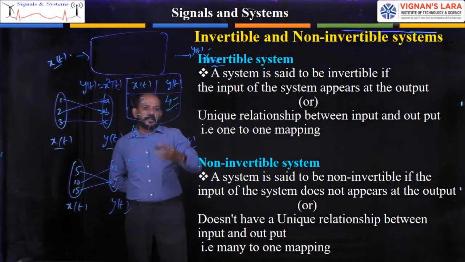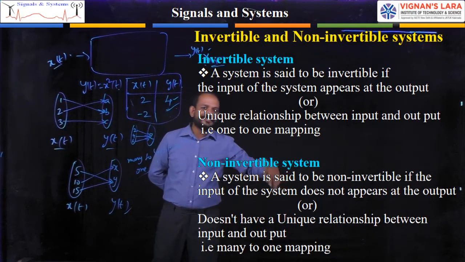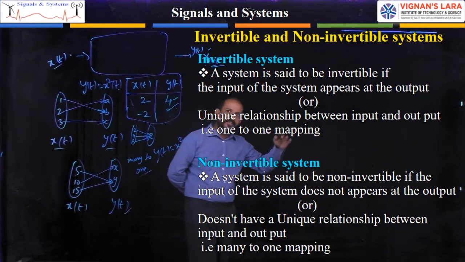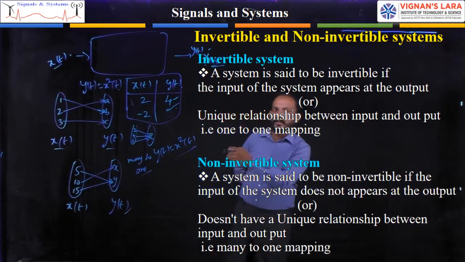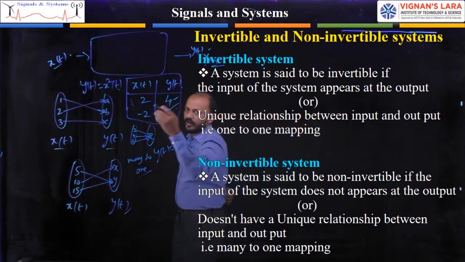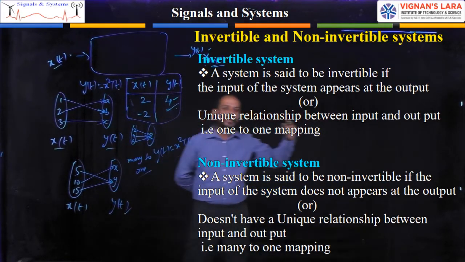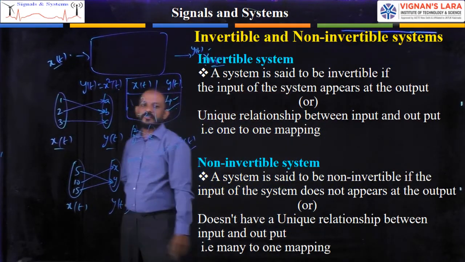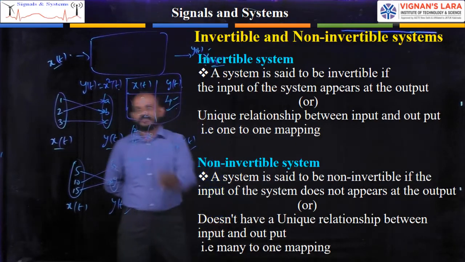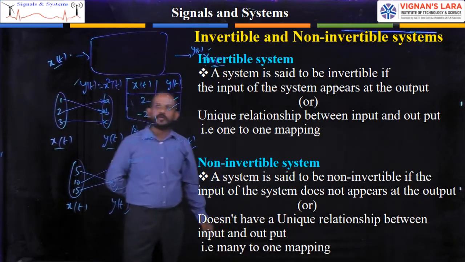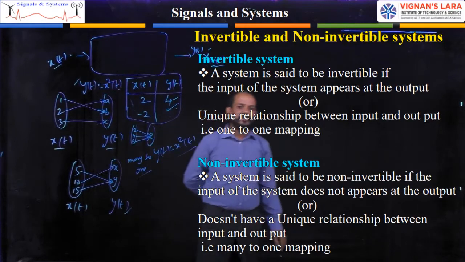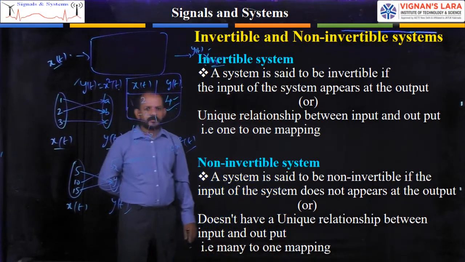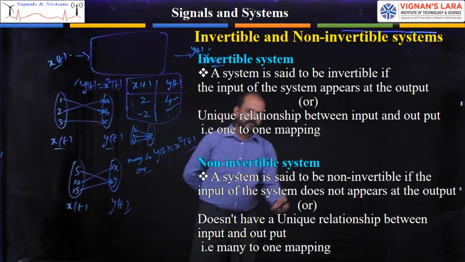That is, the input of the system does not appear at the output exactly, because for different inputs we have the same output. So the exact input of the system does not appear at the output. So these are nothing but examples of non-invertible systems. An example for non-invertible is y of t equal to x square of t. So you can go for many examples like that. I will explain the examples within a few minutes.